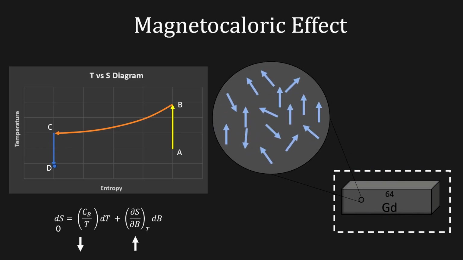As the field is reduced, the magnetic dipoles begin to randomize, increasing magnetic entropy of the system. Because no heat is exchanged, this increase is balanced by a decrease in lattice entropy, which results in a drop in the temperature. Now that the material is colder than the object we want to cool, we can then bring them into contact. Heat flows into the material, increasing its temperature and entropy, while cooling the object.